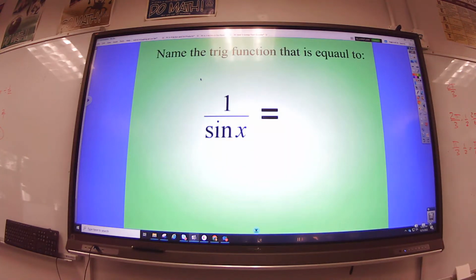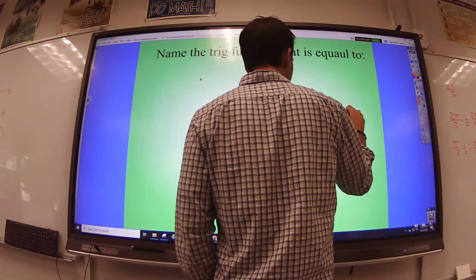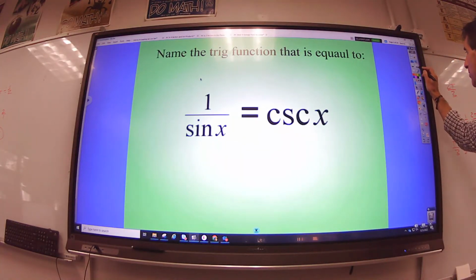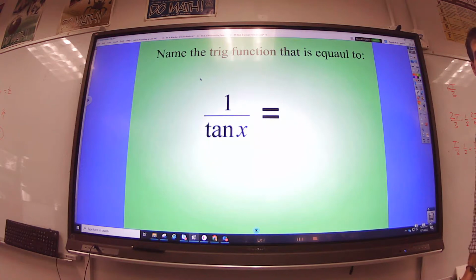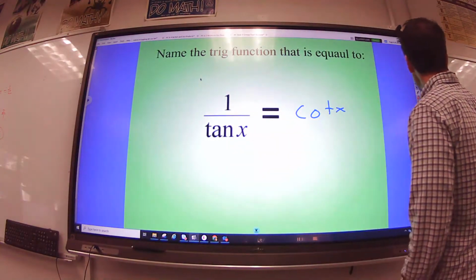Name the trig function that is equal to 1/sine x. You guys are allowed to use your gold sheet, right? So, what's the reciprocal of it? Cosecant of x. It's on your gold sheet. Let's move on. Cosecant of x. Name the function that's 1/tan x. Cotan x, right? I think we got this. Cotan of x.